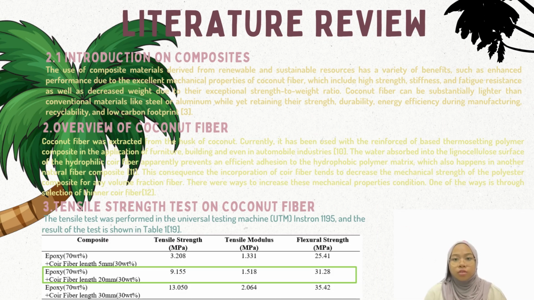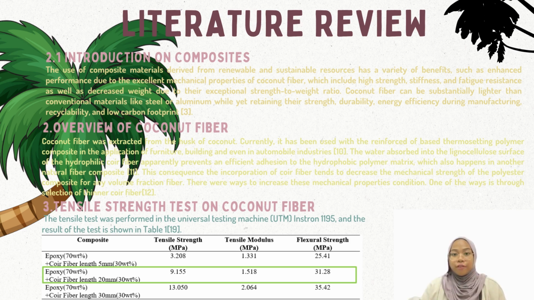Okay, let's move to the literature review. For the introduction of composites, Lina Mishra 2020 mentioned that the use of composite material derived from renewable and sustainable resources has a variety of benefits, such as enhanced performance due to the excellent mechanical properties of coconut fiber, which include high strength, stiffness, and fatigue resistance, as well as decreased weight due to their exceptional strength to weight ratio. Coconut fiber can be substantially lighter than conventional materials like steel or aluminium, while retaining strength, durability, energy efficiency during manufacturing, recyclability, and low carbon footprint.